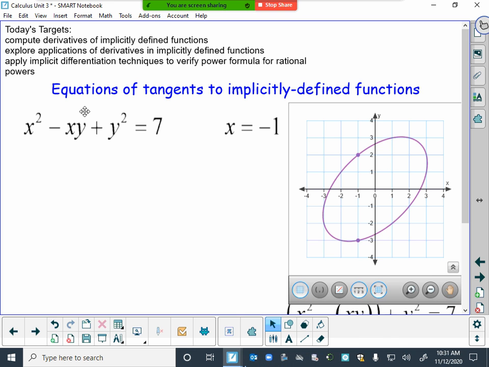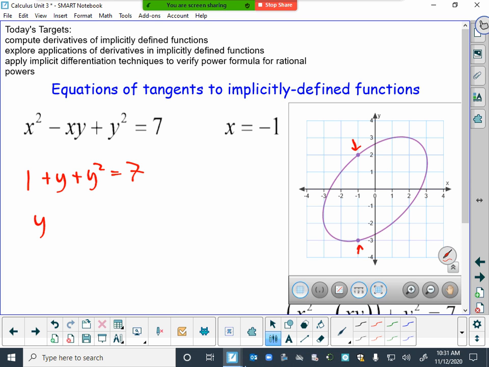They want us to find the equation of a tangent line when x is equal to -1. Well, we see those points are marked here, at x equals -1. We can see those pretty clearly. If we put -1 into this equation, we could verify those points, because -1 squared is 1, and that'd give us 1 plus y squared equals 7.